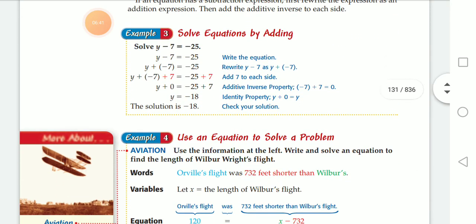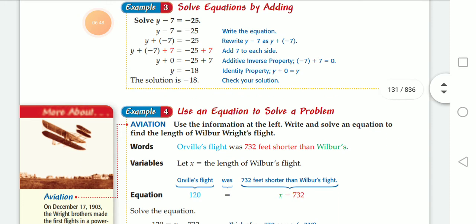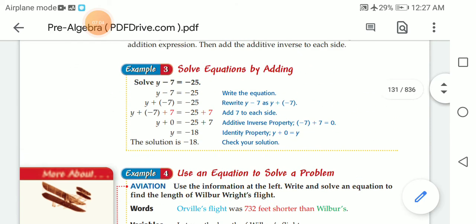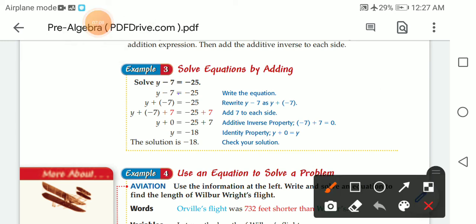Solve the equation. I have here y minus 7 equals 25. So what should I do here? Solve for what, my dear students? Negative 7, to isolate y. What should I do? Write the equation first. Then we have steps to do. As you see here, my dear students, I have here steps. So I add positive 7 on both sides, to get rid of the negative 7.